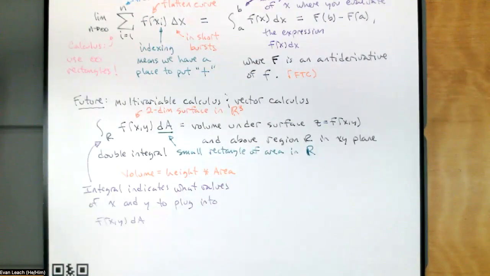We plug in values of x and y into the expression f of x, y times dA. That gives us a little piece of the volume. We just add up all those volumes because integration is addition. Because integration is multiplication, but one of the factors is continuously variable. The way we interpret this notation is the same that we're using now.